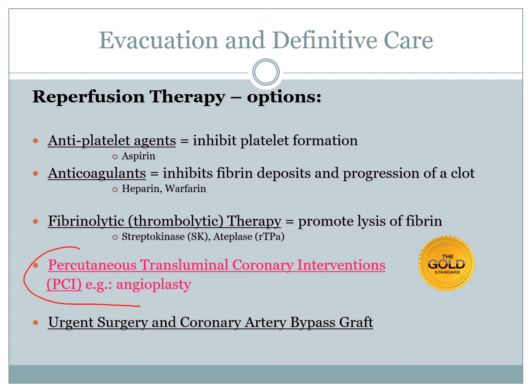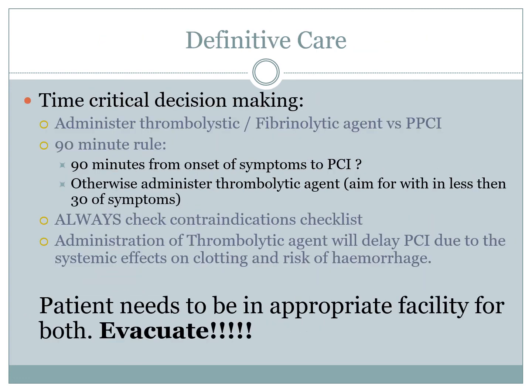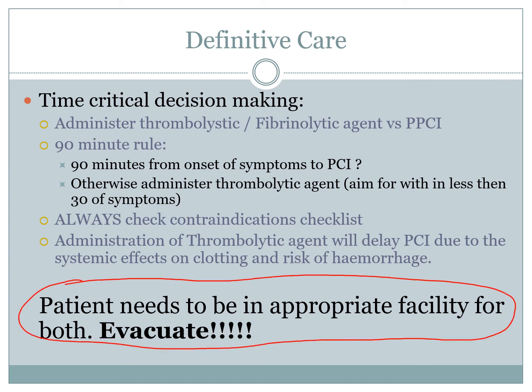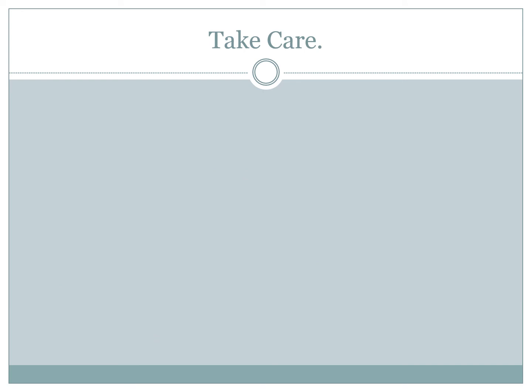Now the other treatment, and the gold standard, is your PCIs. Okay, now this is where your angioplasty comes in. Now we can also move into the bypass side of the house. Okay, so your two main treatments is your fibrinolytics versus your PCI. Okay, but either way, patients in our situation need to be evacuated to a higher facility of care. So to finish off the importance, you need to get them evacuated as soon as possible. Okay, so that finishes the management and everything to do with acute coronary syndrome.